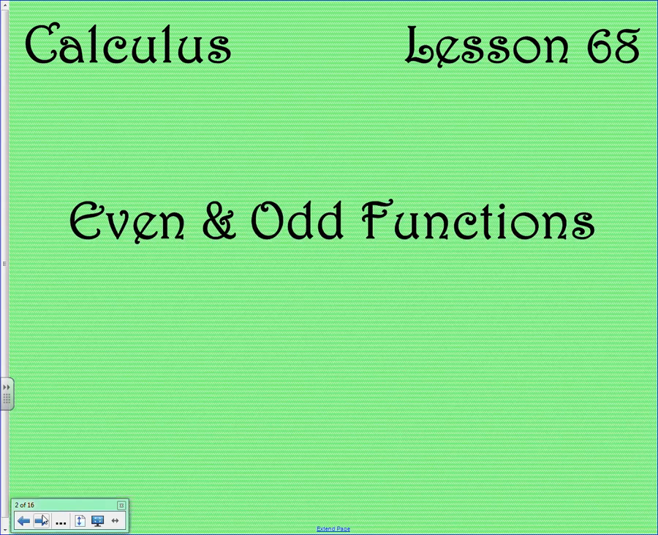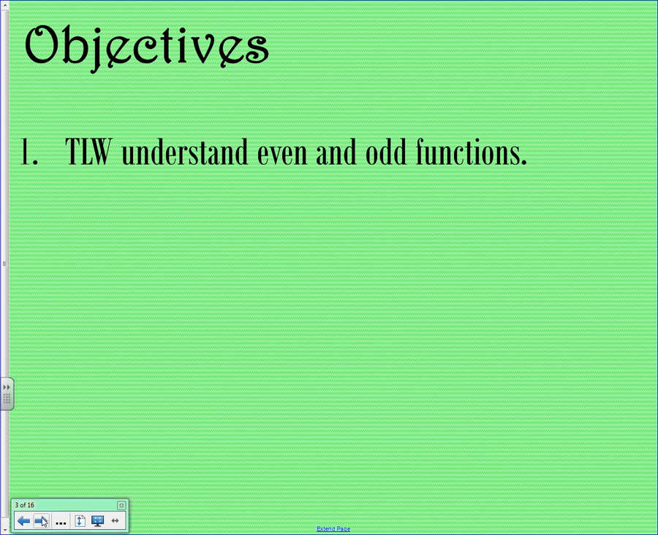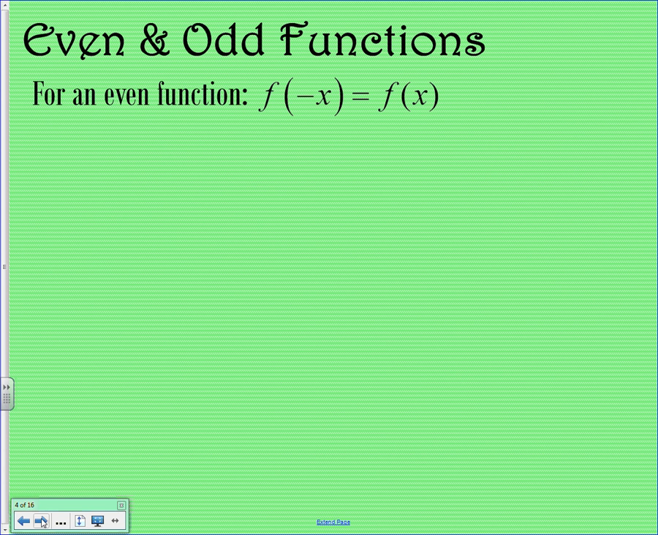Moving on to lesson 68. We are looking at even and odd functions. We're going to see if we can figure out how to determine if a function is even or odd. Hopefully you'll understand that at the end of this lesson. For an even function, f of negative x is the same as f of x. All of your x's are going to be replaced by negative x, and if they simplify and they're the same function, then that's an even function.